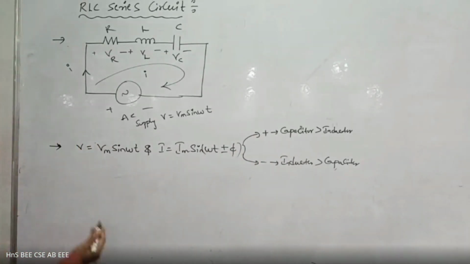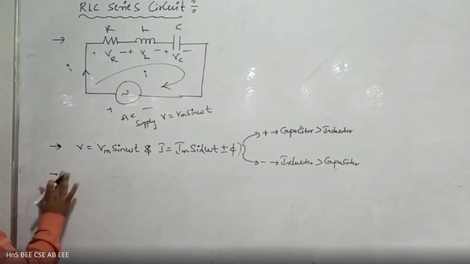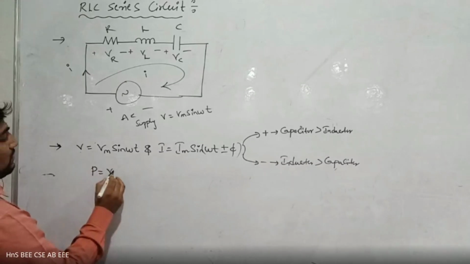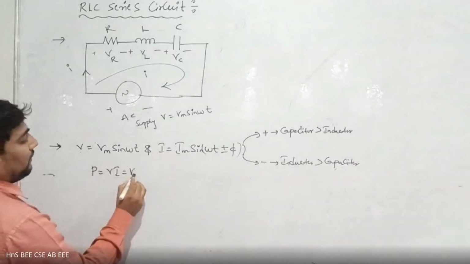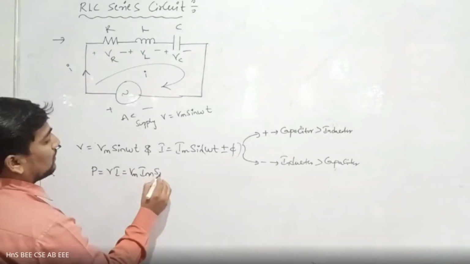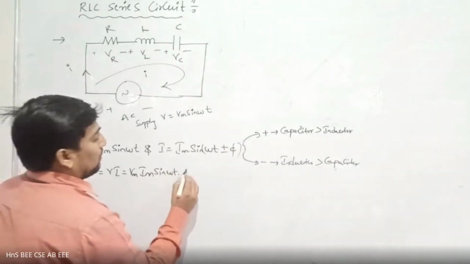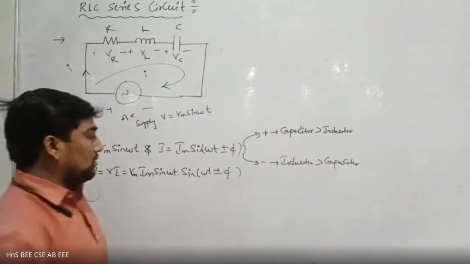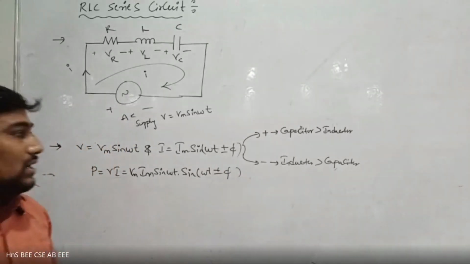Now coming to the next point, the VIP. The first VIP is completed: voltage and current and power equation. That is V into I equal to Vm Im sin omega t into sin of omega t plus or minus phi. Okay, this is the equation of power.